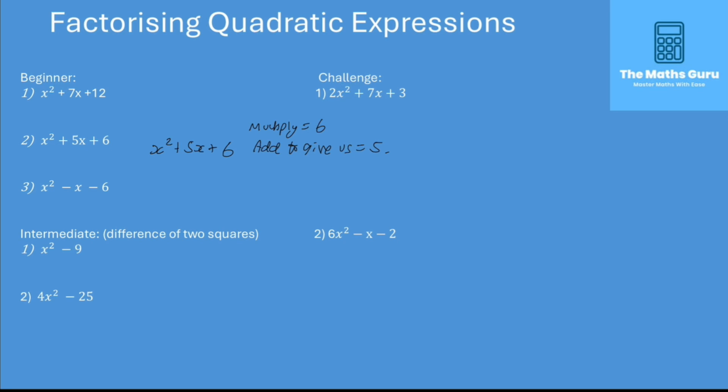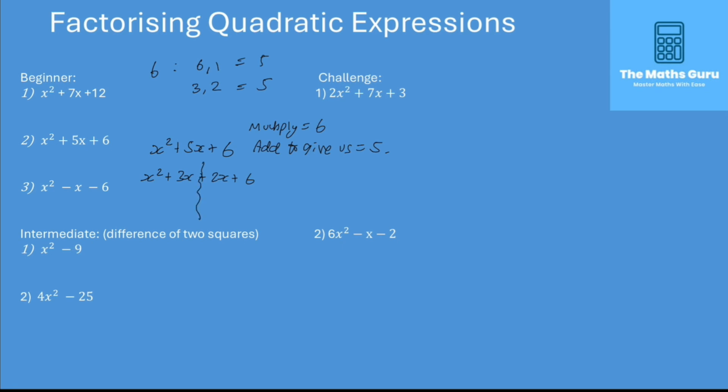So we first do the factors of 6. We have 6 and 1, then we have 3 and 2. In both cases, actually, we can do 6 minus 1 to give us 5 and 3 plus 2 to give us 5, but I say we just stick with 3 and 2. So x squared plus 3x plus 2x plus 6.